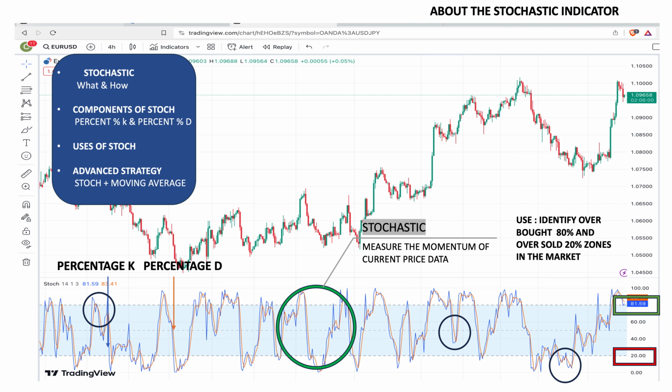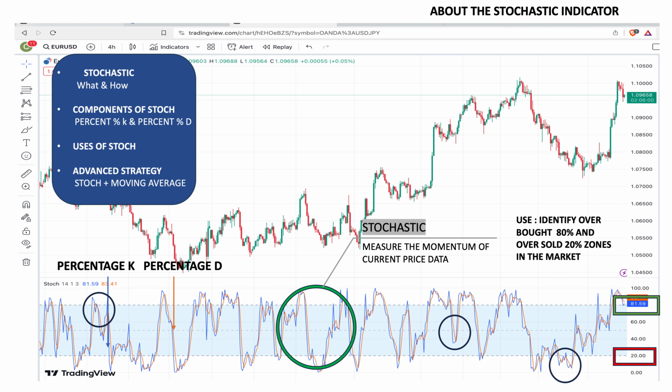So what is a stochastic? Stochastic is an oscillator or indicator used to measure the momentum of current price data. It's as simple as this. It's a momentum indicator, so it gives you a certain value of the strength of the price in the market.